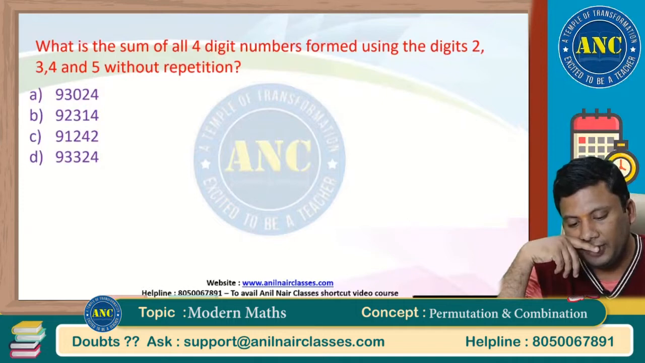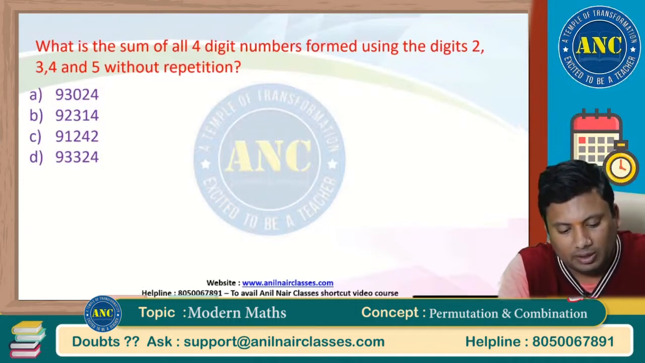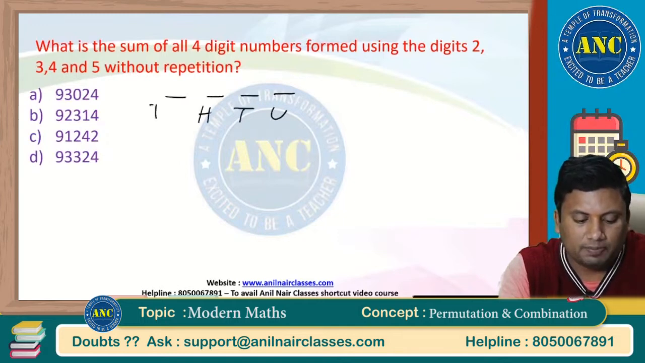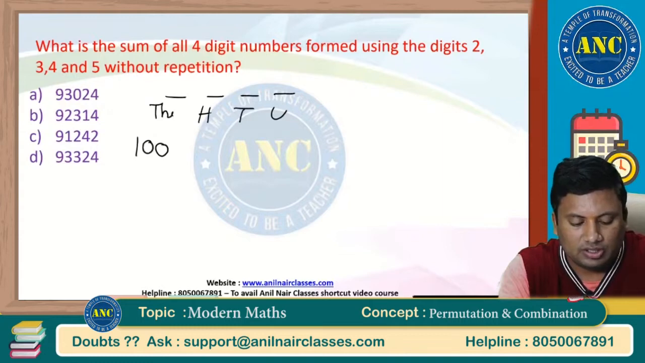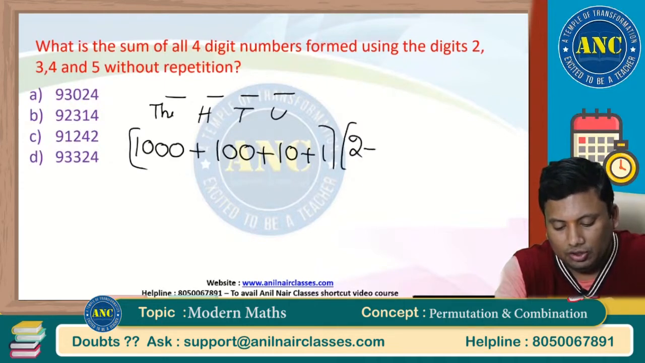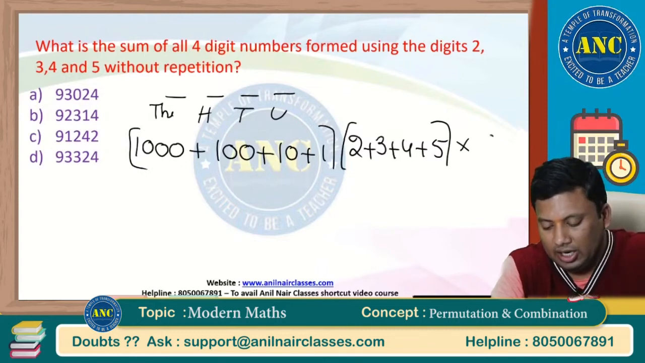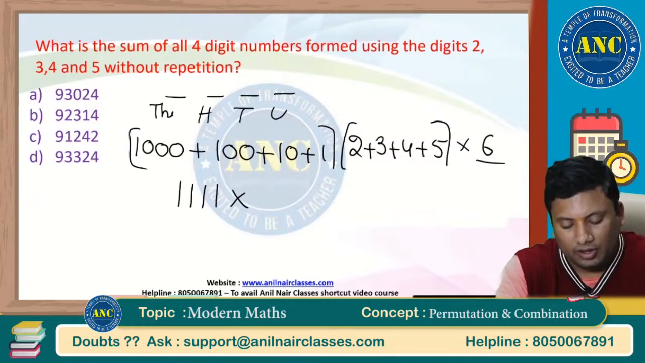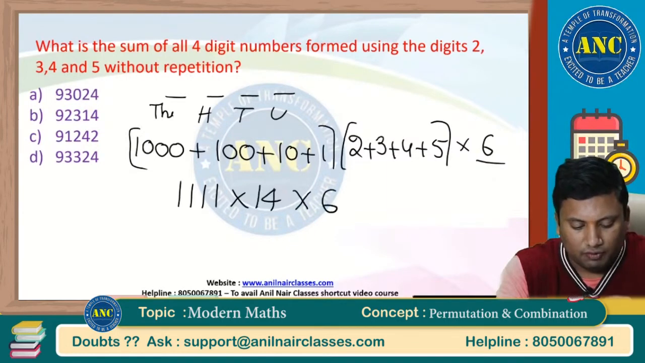Find the sum of all the 4-digit numbers without repetition. Yesterday we discussed units place, tens place, hundreds place and thousands place. Either 2 can come or 3 can come or 4 can come or 5 can come. If 2 comes, the remaining 3 digits in 3 places, it will be 6. This is nothing but 4 ones into 14 into 6.